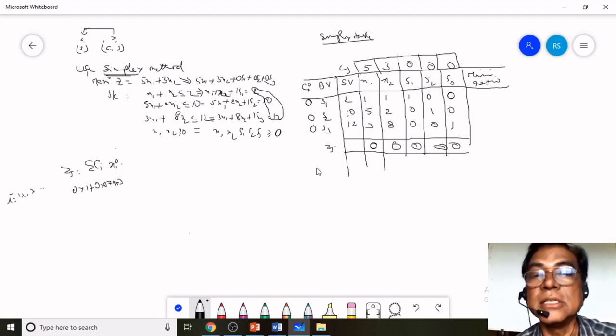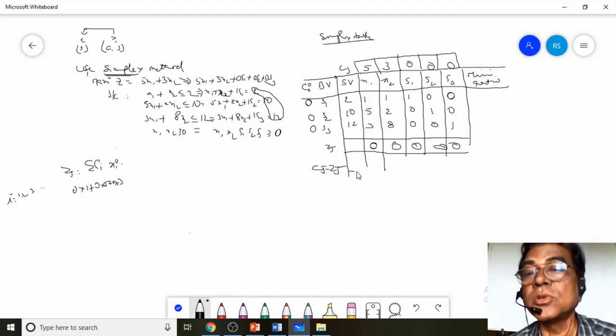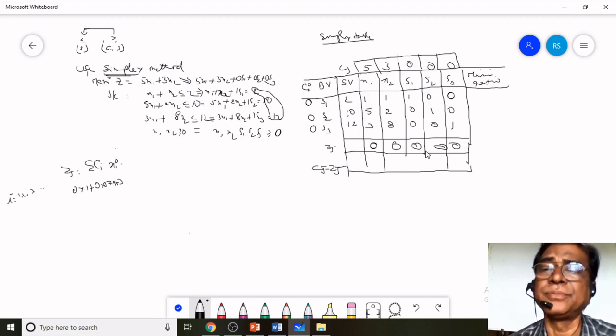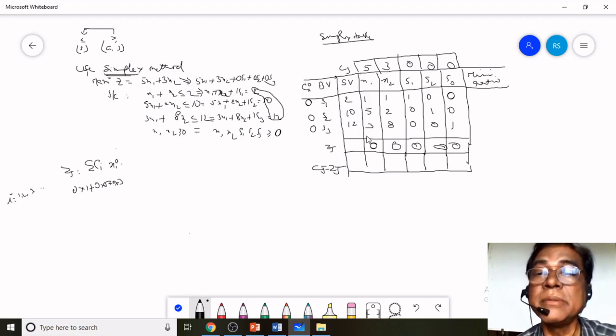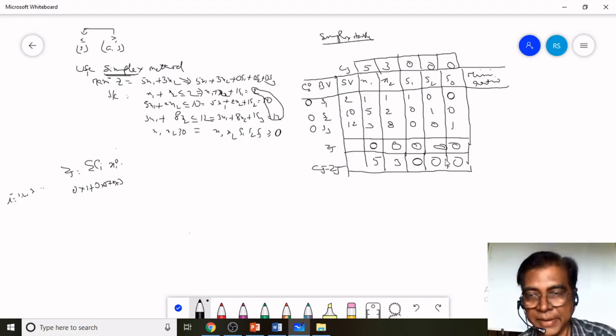Next, the question is Cj minus Zj. In some textbooks it is Zj minus Cj, both are the same. It's no problem, but don't refer to a number of textbooks. Cj minus Zj: Cj means 5, Zj means 0, column wise. See, Cj 5 minus 0 is 5. 3 minus 0 is 3. 0 minus 0 is 0, 0. Okay. Please refer to the steps. In the steps, Cj minus Zj.